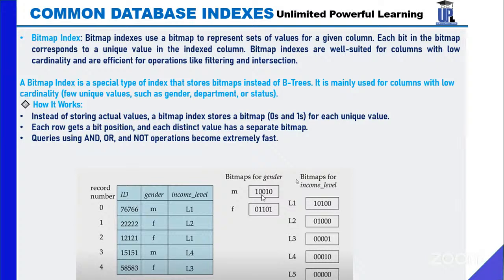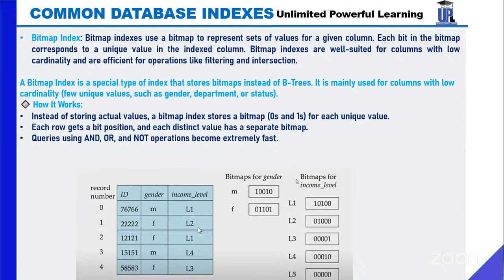Instead of M, I can represent gender with this binary bitmap value. Similarly, if you go to female, it is the reverse process: first one is 0, next 1, 1, 0, 1. So this is how it is done. Your bitmap index has this also, and this also. If you look at income level, assume L1 means 1, 0, 1, 0, 0. So it is done as 1, 0, 1, 0, 0.